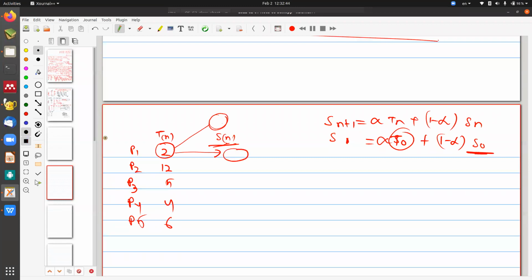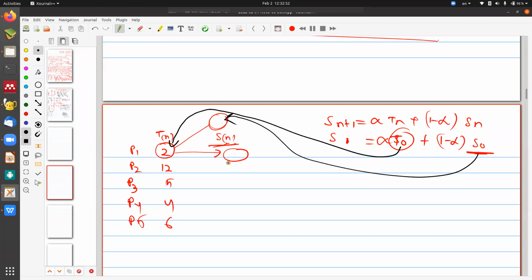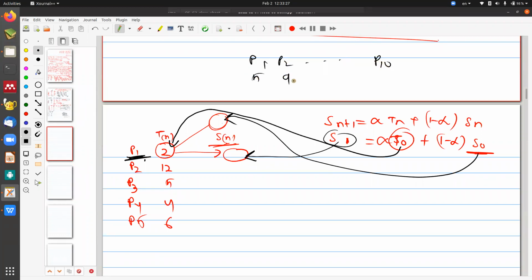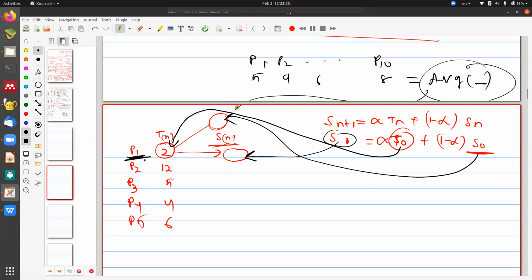Consider that this is my previous predicted time and this is my current actual time, then I have to compute S1, my predicted time. I can get the actual time after completion of P1. But what about the previous predicted time? It is calculated based on the time when the CPU was running n processes, the average time. Suppose previously there were 10 processes, P1, P2, up to P10, requiring 5 units, 9 units, 7 units, 6 units, 8 units. They find the average of these, and whatever average they get is my initial predicted time. If you know this initial predicted time, you can calculate.